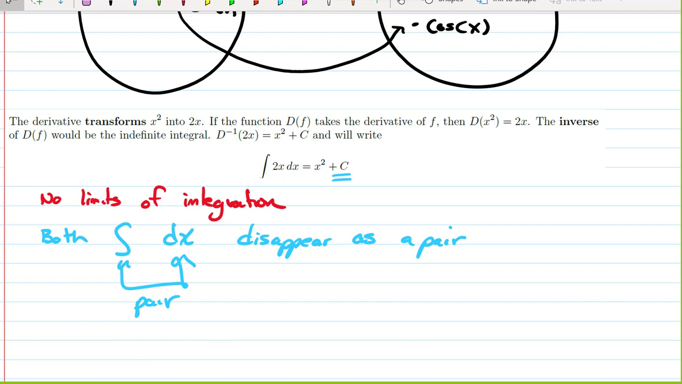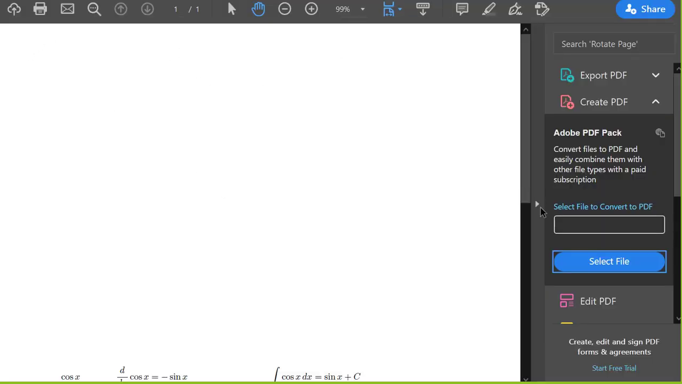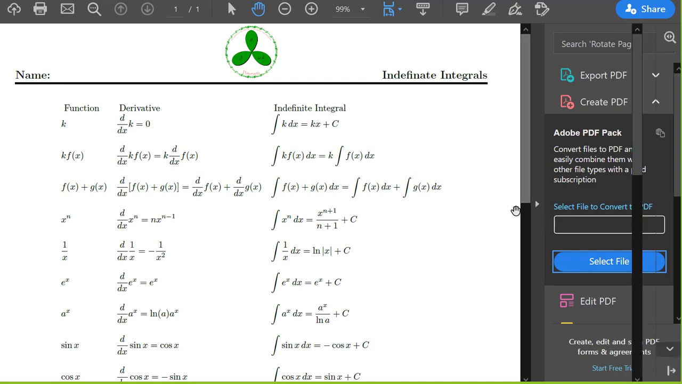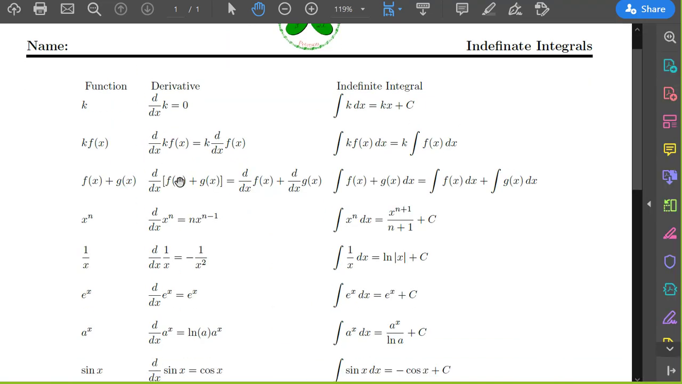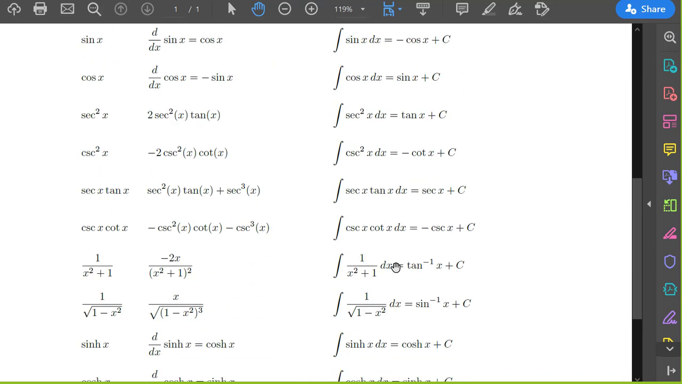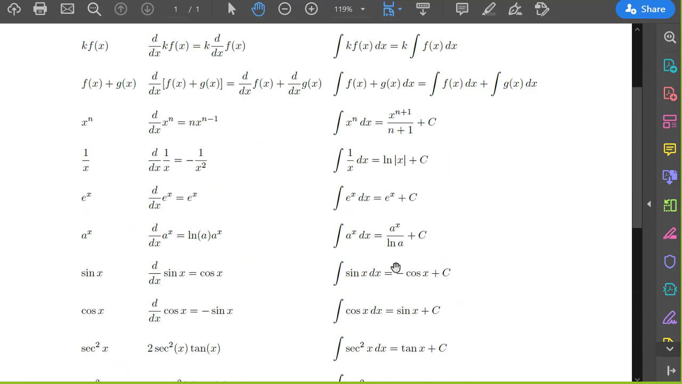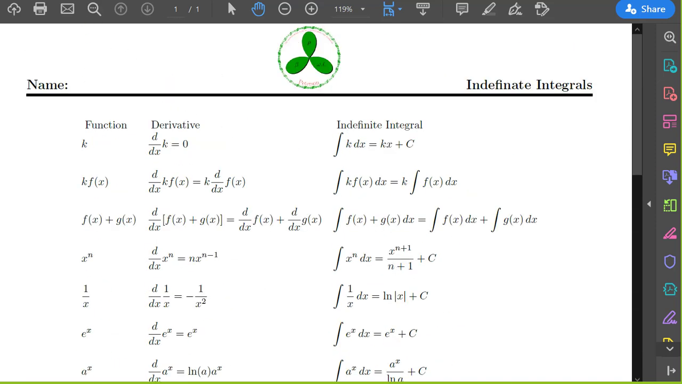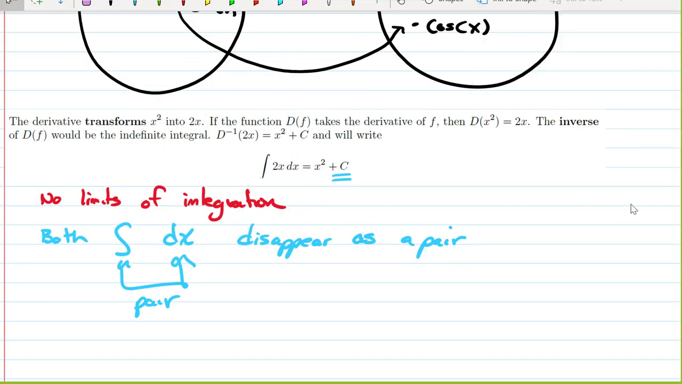In the blank lecture notes, there is another sheet that was just titled Integrals that looks like this. And it has our derivatives in one column and then the indefinite integral in another column for a bunch of our common functions. And that'll be helpful as we move forward.